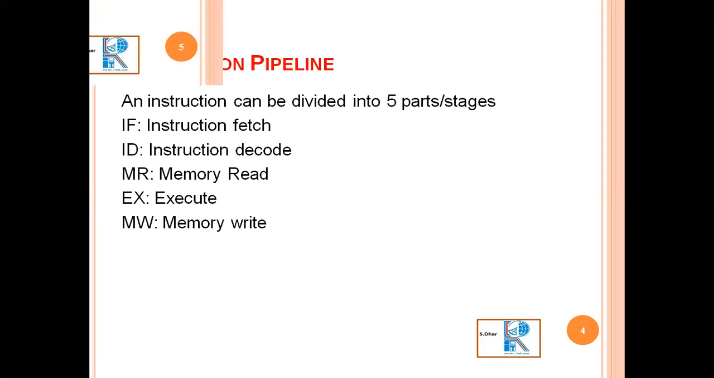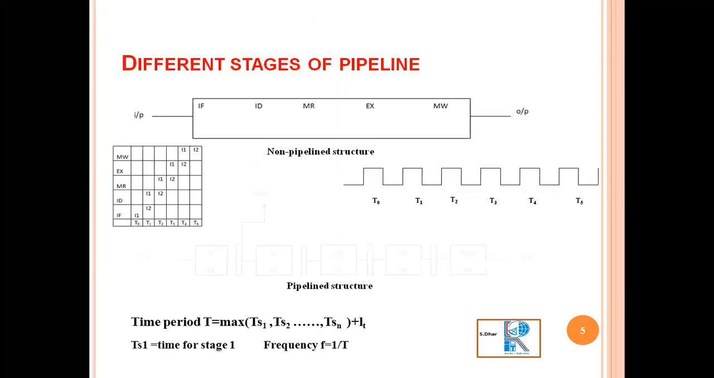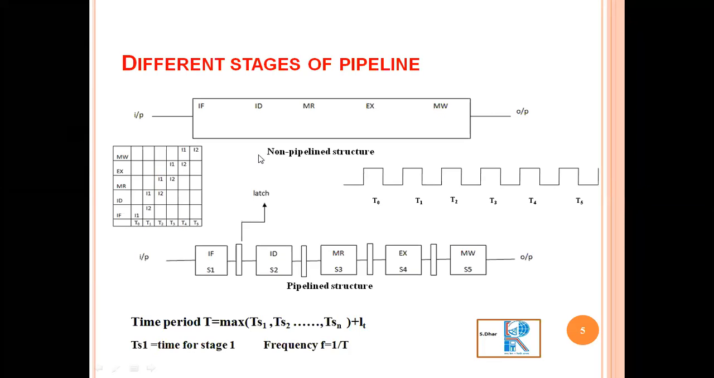Clear? Now see here. Suppose we are using a non-pipeline structure. That means there is no pipeline system. We are only executing one instruction after another. So this is one instruction: instruction fetch, instruction decode, memory read, execution, memory write. That means one instruction enters this hardware, suppose this is the hardware of the instruction, it will go through all the 5 stages and we will get the output from here. Obviously time will be required. You have to add the stage times.